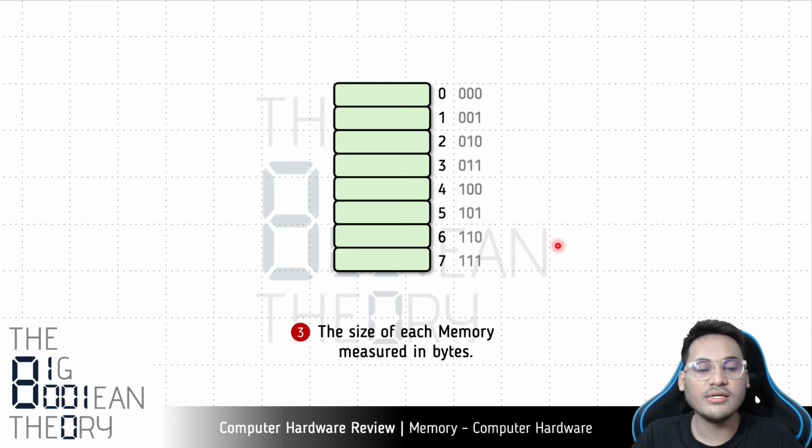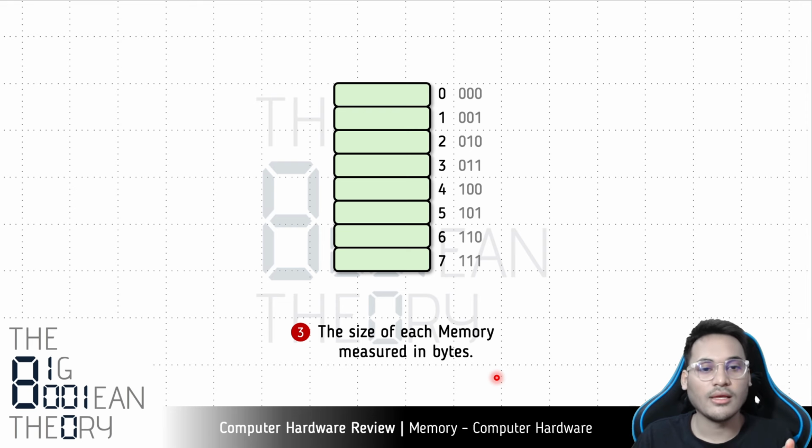The next point is that the size or the capacity of the memory is measured in bytes. In the second video of this topic, where we talked about Boolean theory, we said that the smallest unit of computer storage is a bit, and a bit can store either a 0 or a 1, right? A bit is a very simple storage unit, and when you combine 8 bits, you get a byte.